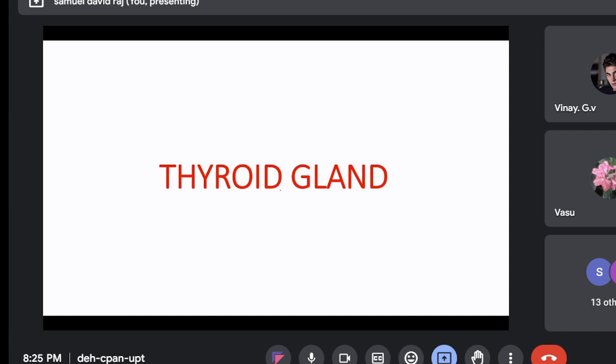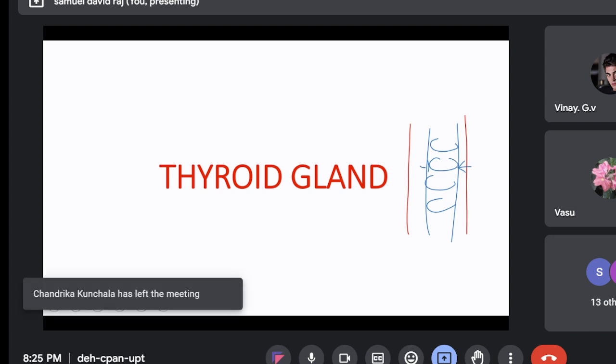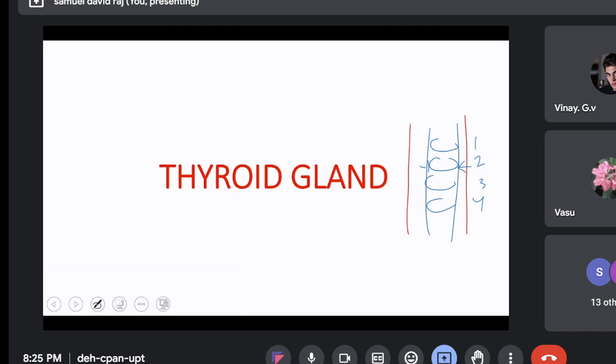So coming to the thyroid gland again, the thyroid gland is situated in the neck region. In the neck region, we have the trachea. The trachea has its tracheal walls, which do not collapse. It remains open throughout the entire life because it is supported by cartilaginous rings. We call them tracheal rings. So there are first, second, third, fourth, etc.